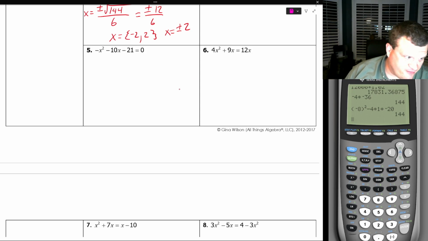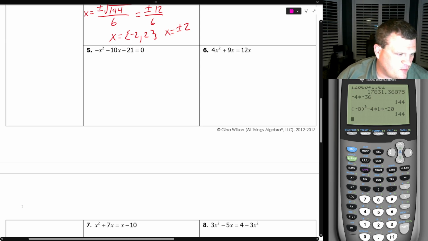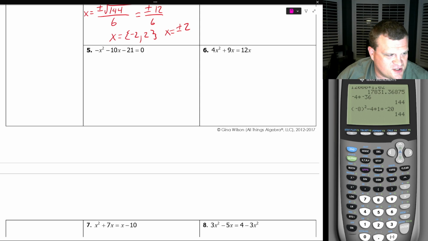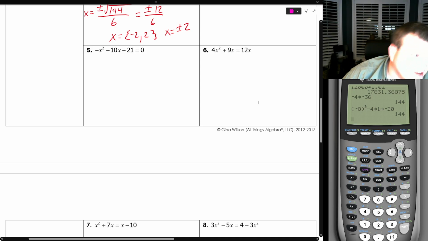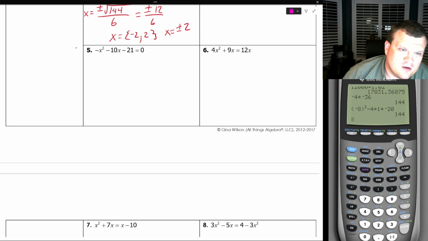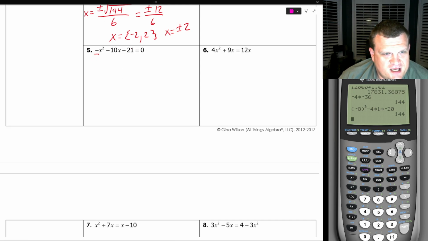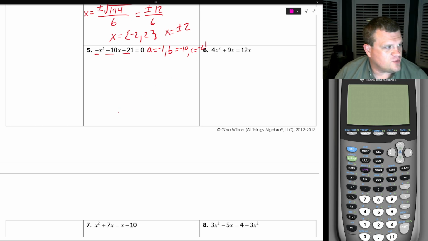Number 5 is interesting because we have a negative leading coefficient, which I told you guys historically you want to avoid. But guess what? The quadratic formula works no matter what. It can even work in this situation. So right out of the gate, A is -1, B is -10, and C is -21.